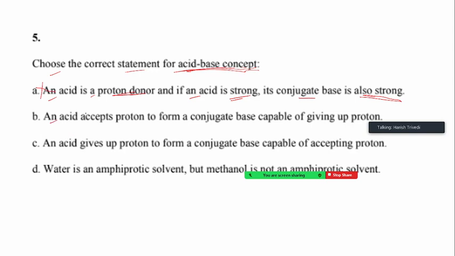Second, an acid accepts a proton to form a conjugate base, and is capable of giving a proton. An acid accepts a proton? No, an acid does not accept a proton. It is giving. It will give a proton.